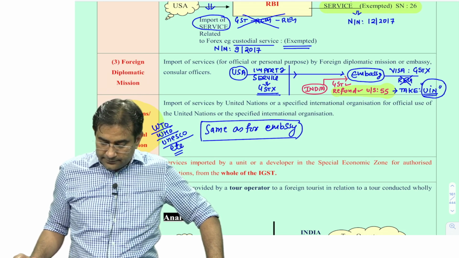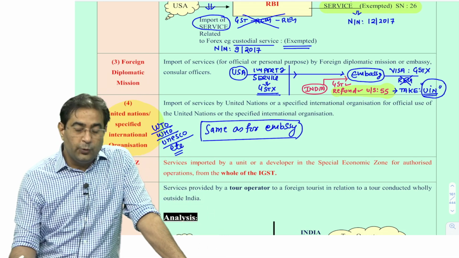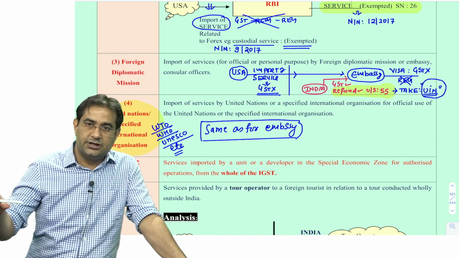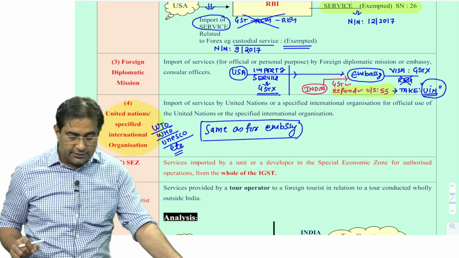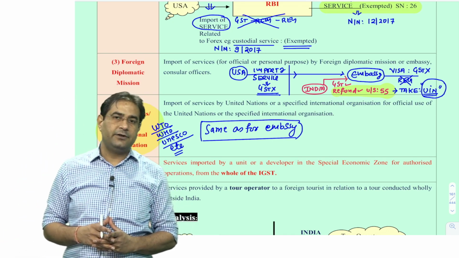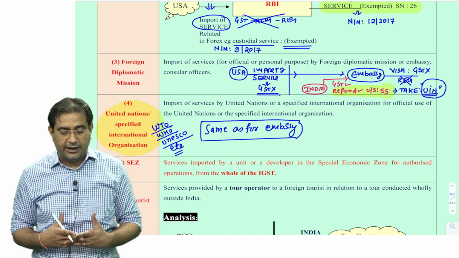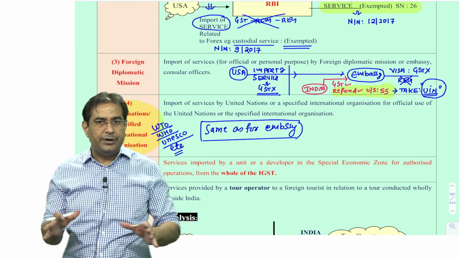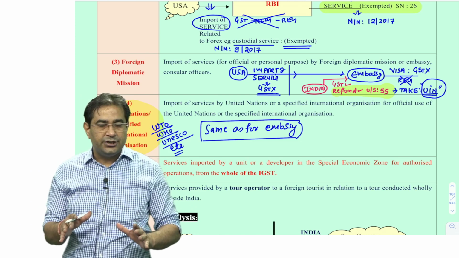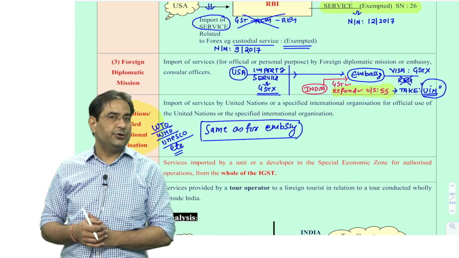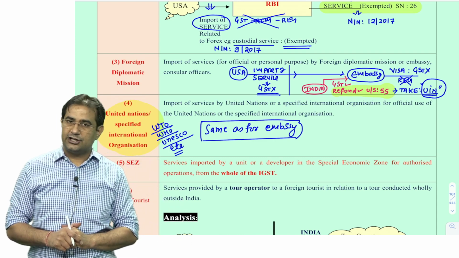And if WTO, WHO, UNESCO, etc., that I'm talking about, offices which are situated in India, import services, then it will definitely be exempted from GST. Is it okay? The same treatment, same reasoning, same logic as applicable for the embassy will be applied in case of the United Nations and international organizations.